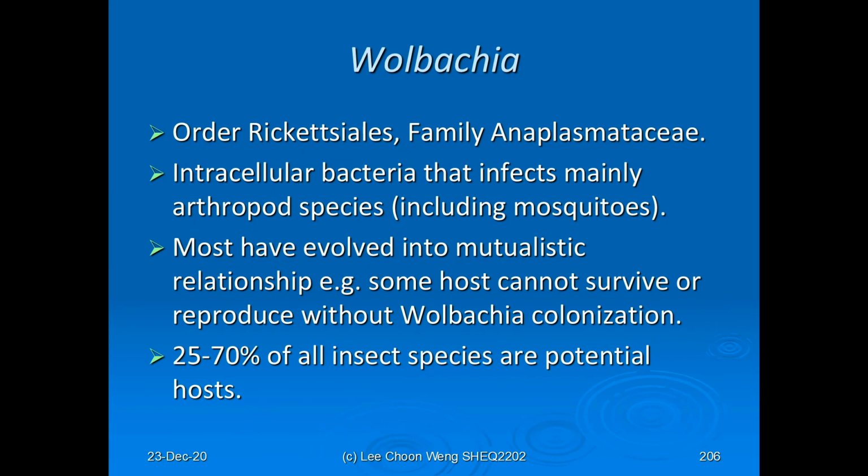Now we'll look at Wolbachia in the family Anaplasmataceae. It's an intracellular bacteria similar to the other families in Rickettsiaceae that infects mainly arthropod species. And these bacteria have evolved together with the arthropod species into mutualistic relationships where some hosts cannot survive or reproduce without Wolbachia colonization. And it is reported that 25 to 70% of all insect species are potential hosts.